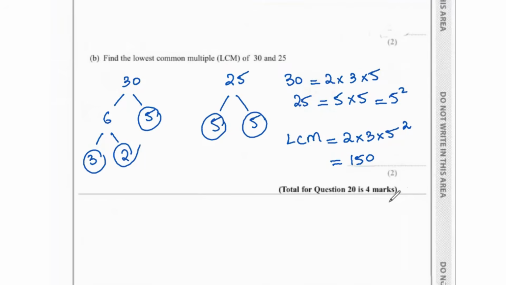If you want to use the division method, that's also fine. You can use any method. If you want to stick to the Venn diagram method, any method that works for you, they're going to give you the marks as long as you're showing the working and proving your answer.